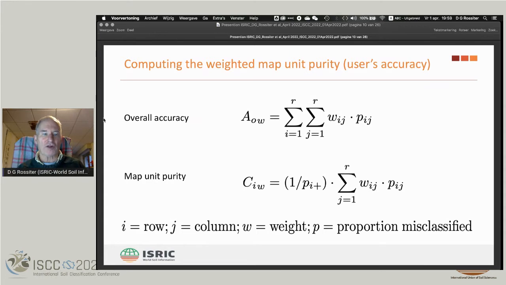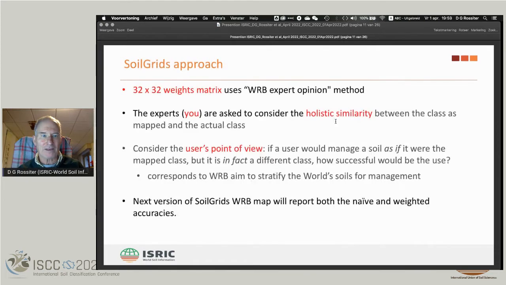The way this works is in the overall accuracy, you have an additional factor here, which is this weight. And this weight is what you might give to an off diagonal. And if this is not 0, then with that proportion there that is the error, you will give it a little bit of a credit, and the same thing for the map unit purity, which is just down the column. And the point to see here is that you have these weights that you can put in. If you take this away, you just have the naive way you would do with a confusion matrix.